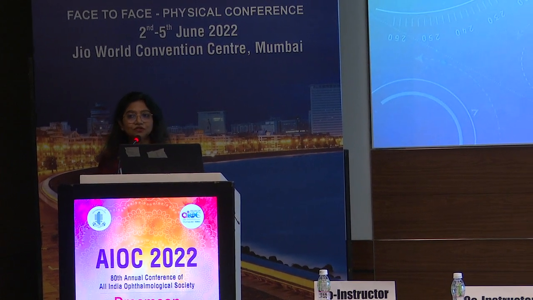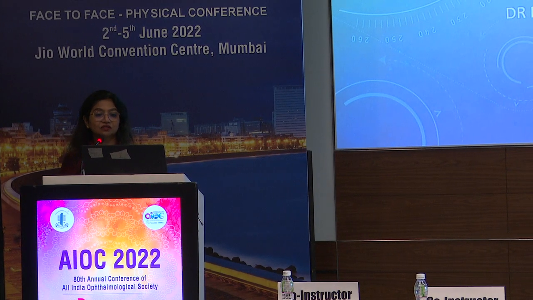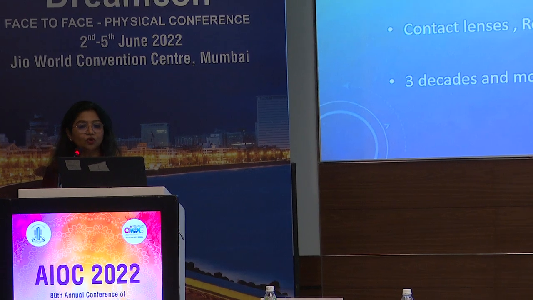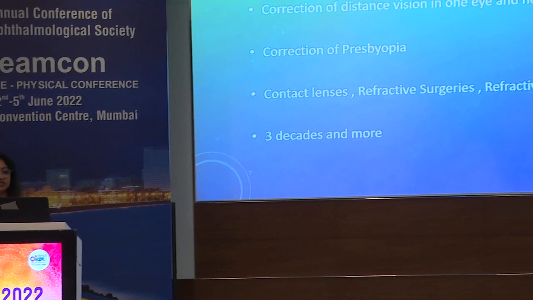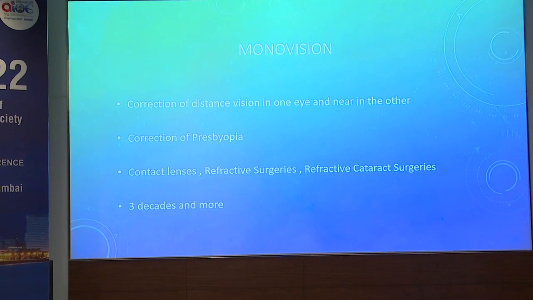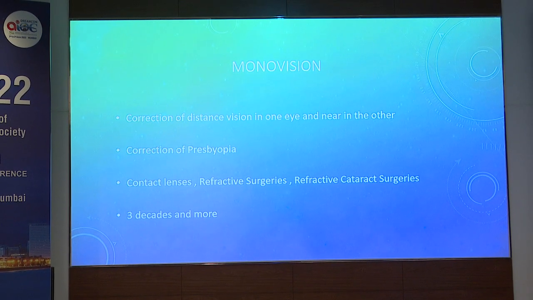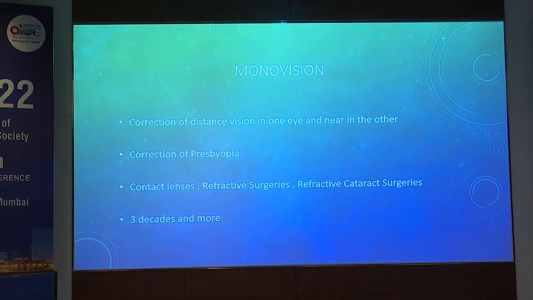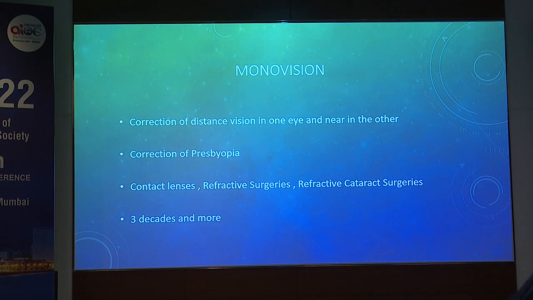So I'm going to talk about different roles, different goals, that is monovision. Now what exactly is monovision? It is correction of a distance vision in one eye and the near in the other, and the main aim is to correct presbyopia. For more than 3 decades, we've been treating patients with contact lenses and with refractive surgeries and also refractive cataract surgeries for presbyopia.